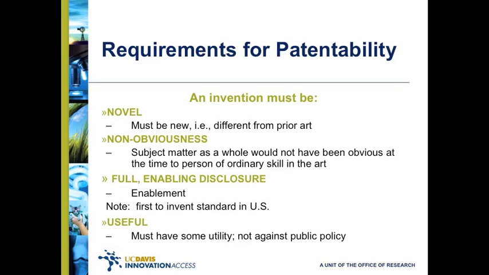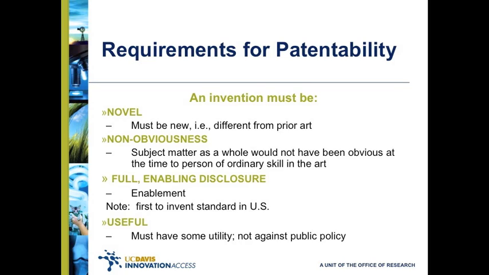Requirements for patentability. In order for an invention to be patentable, it must satisfy several criteria. First, the invention must be novel. It must be absolutely new. That is, no other prior art has ever done this. It must be non-obvious. That means the subject matter as a whole would not have been obvious to a person of ordinary skill in this field of science or art.